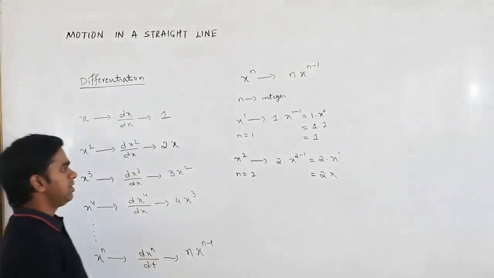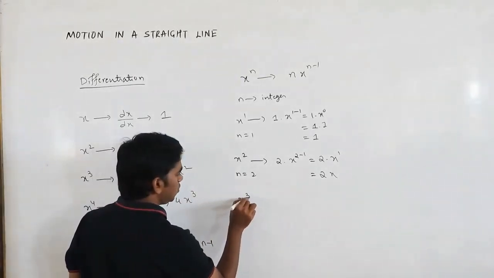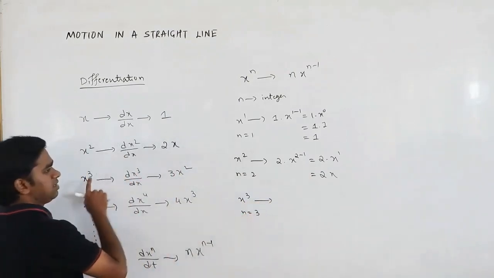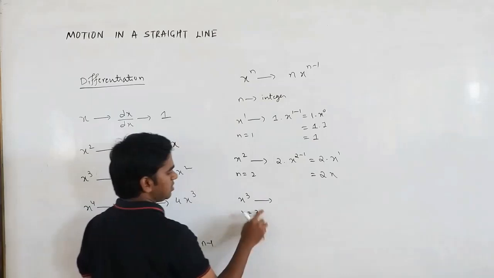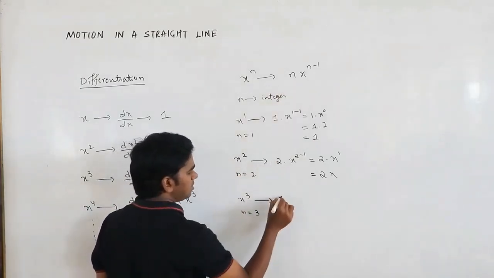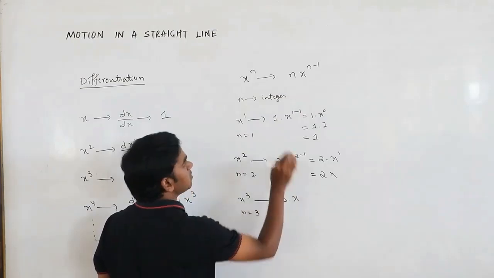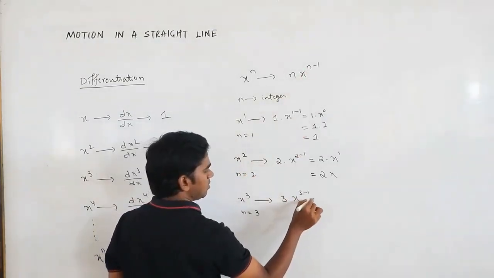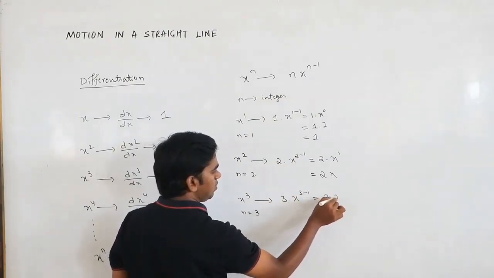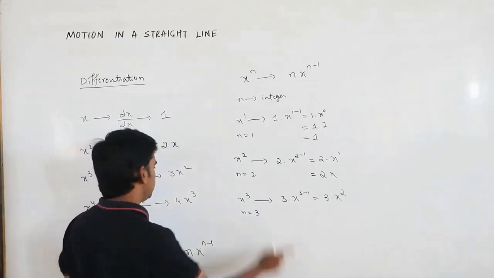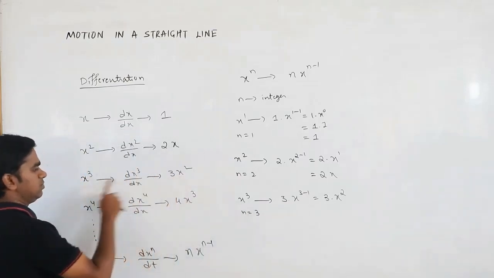Similarly, x cube. What is n here? N is 3. So n into x raised to n minus 1 means 3 into x raised to 3 minus 1. So what will you get? 3 into x raised to 2. So you are getting here 3 into x raised to 2.